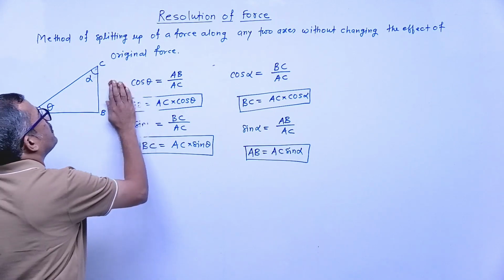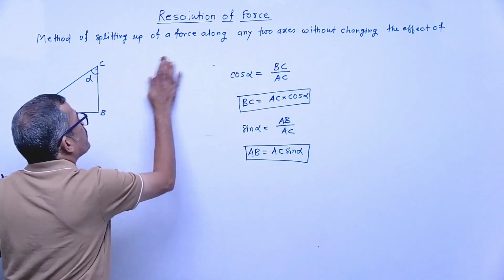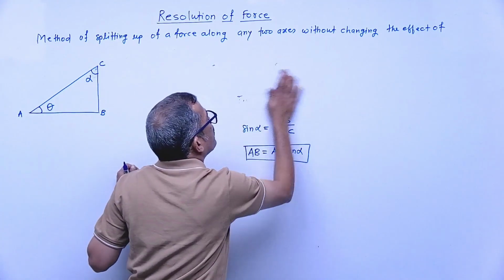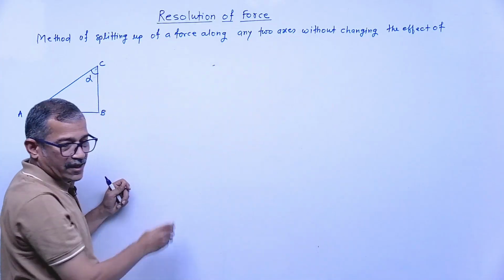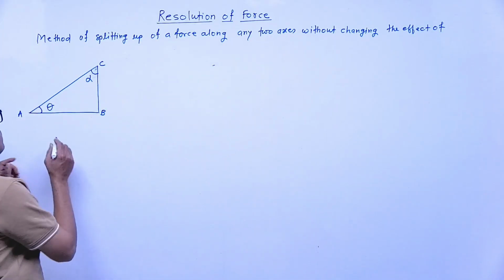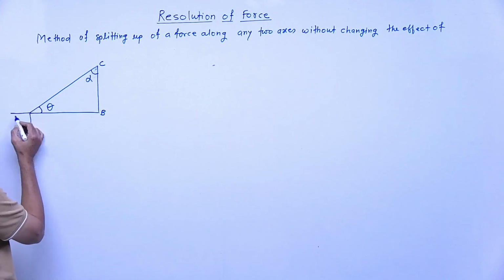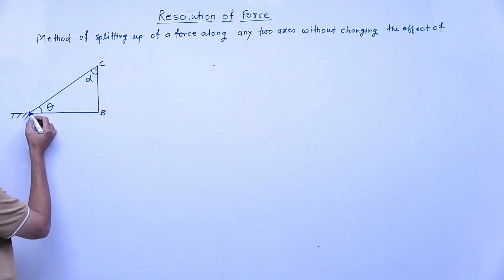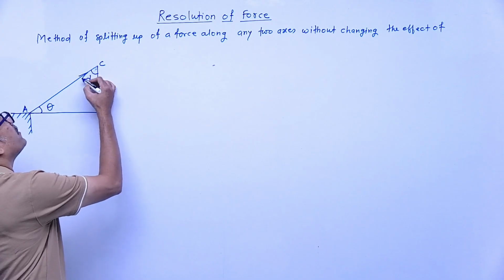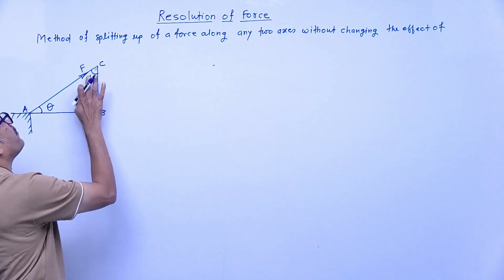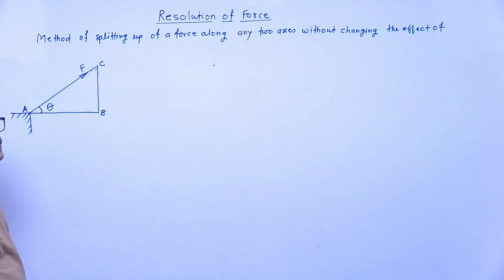Sin theta, cos theta, all of you know. This one is clear. Now suppose these lengths are replaced by forces. That means on a body, say this is the corner of a table, and this point is A, and here a force F is acting like this, inclined at angle theta.